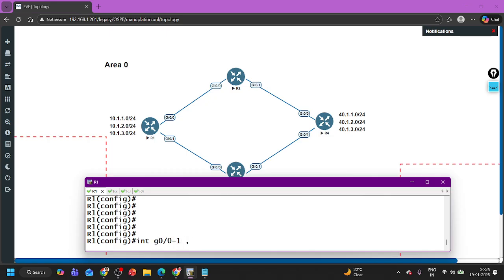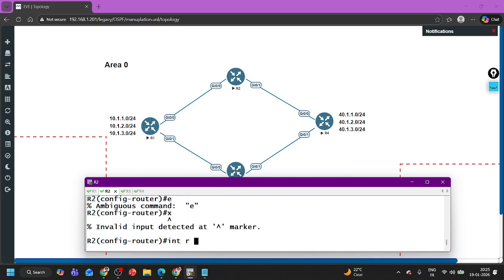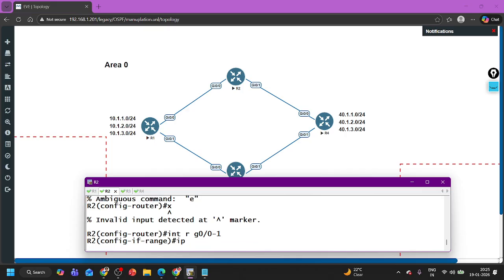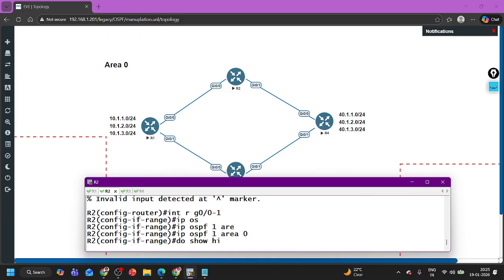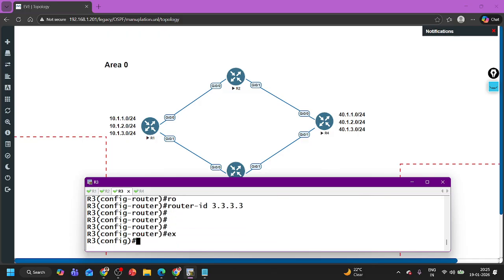Now from R1 I am going to enable OSPF on interface range G0/0 to 1 and loopback 1 to 3: ip ospf 1 area 0. Go to router number 2, interface range G0/0 to 1, ip ospf 1 area 0. R3, interface range G0/0 to 1, ip ospf 1 area 0. R4, interface range G0/0 to 1 and loopback 1 2 3, ip ospf 1 area 0.